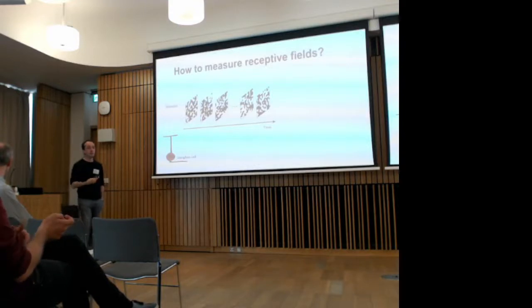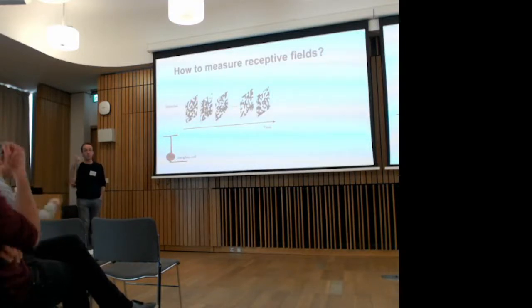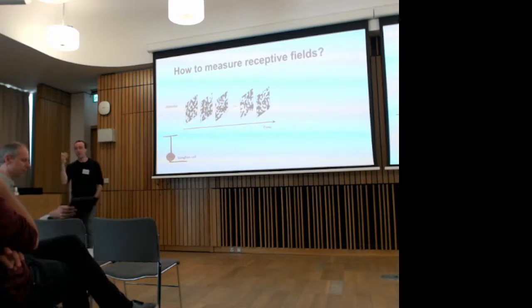So now, okay, you can record all these neurons. How do you characterize what these neurons care about? What do they do? What features do they extract from the natural scene?